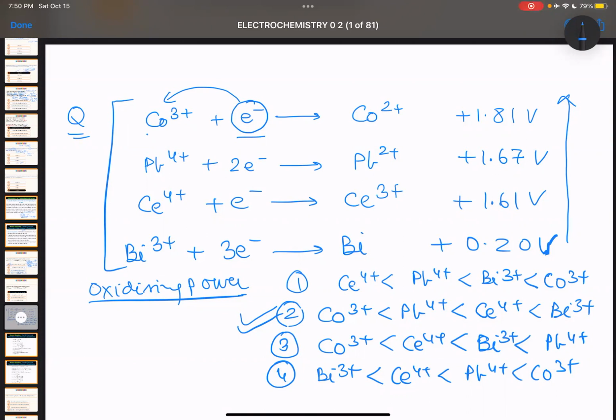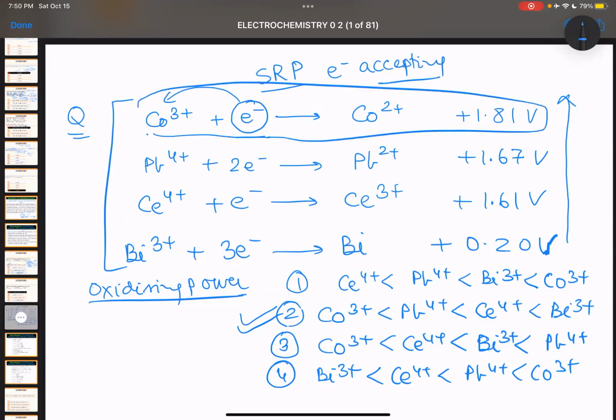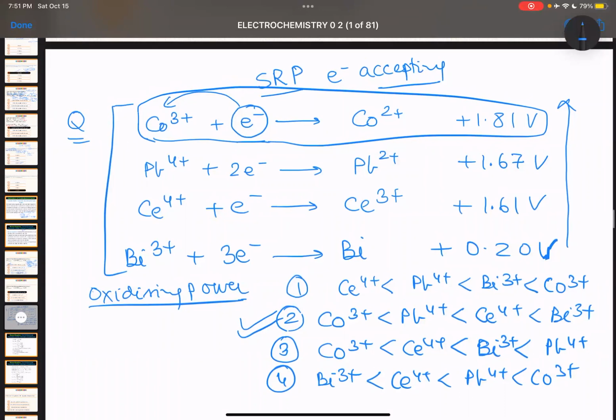Is it clear? This is the reduction potential, SRP, electron accepting tendency, and this is the strongest electron acceptor. And if it is the strongest electron acceptor, it can take electrons from other substances very easily.